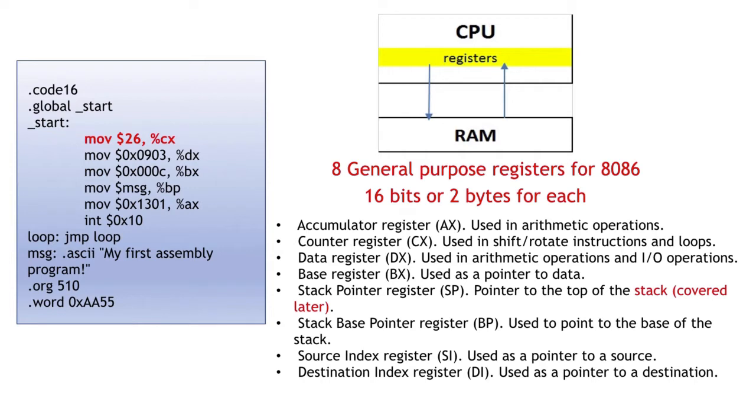And then the stack base pointer register BP is used to point to the base of the stack. The source index register SI is used as a pointer to a source, and the destination index register DI is used as a pointer to a destination. For now, we only need to know there are 8 general-purpose registers for the 8086. The more we use them, the better we will understand these registers.